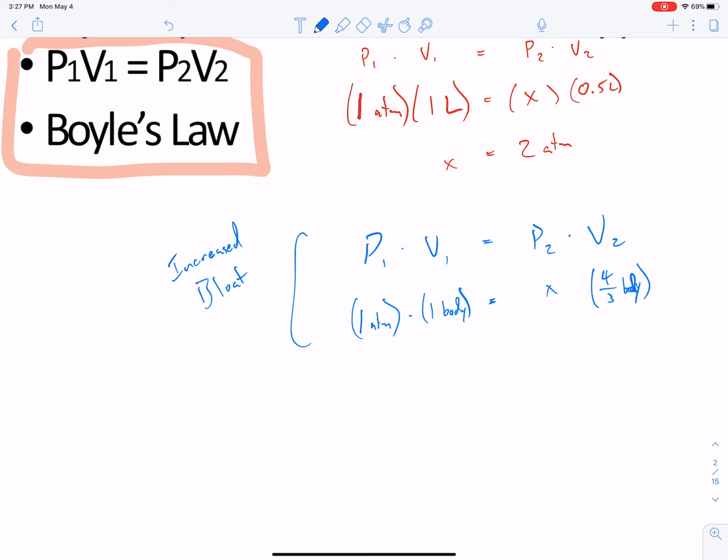So what is our new pressure? Well, when we do this, what we find is our pressure is equal to 3/4 of an atmosphere. So the pressure actually went down. So this is lower when the volume, the bloat, increases.